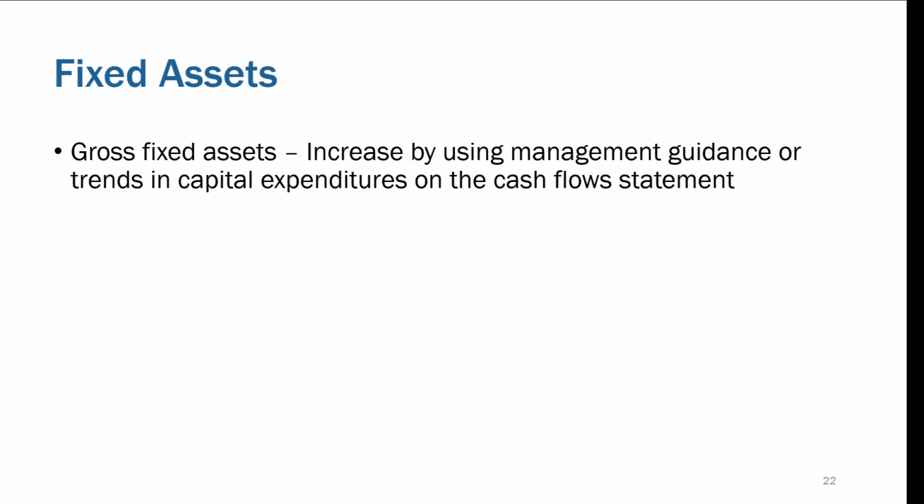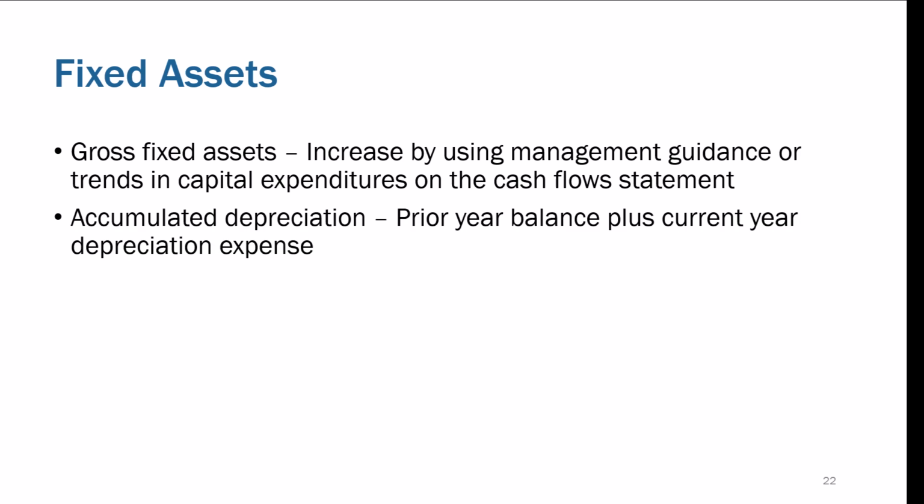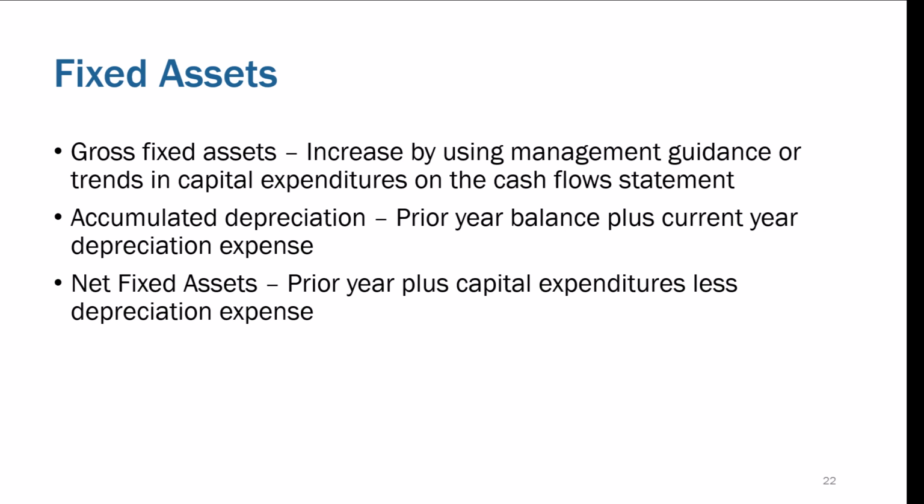Fixed assets. All right, I break those into two different things, gross fixed assets and then accumulated depreciation. Gross fixed assets, we're generally going to increase based on what we're forecasting for capital expenditures. Accumulated depreciation, we're going to increase that. And when I say increase, it's a negative, so the negative is getting larger for current year depreciation expense. And gross minus accumulated depreciation is going to give you net fixed assets.